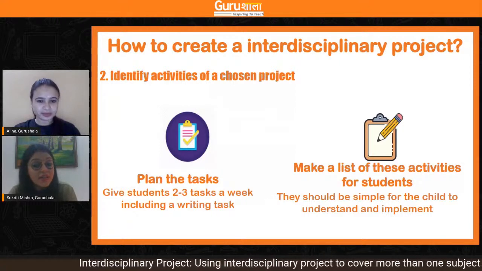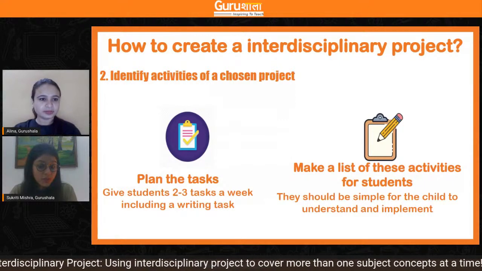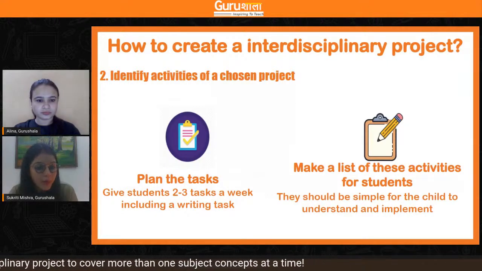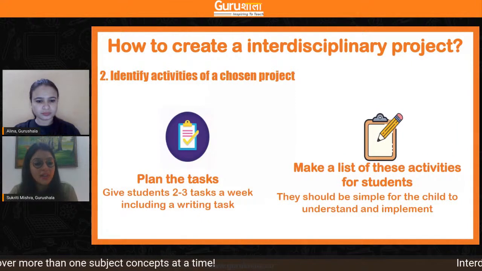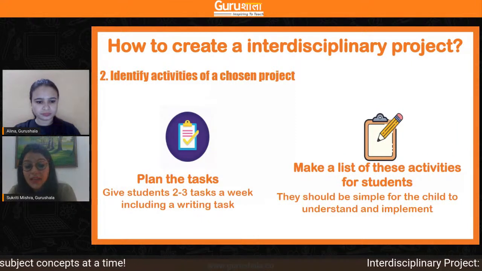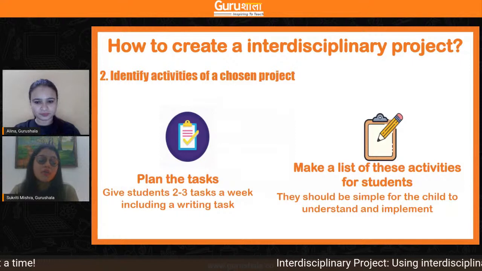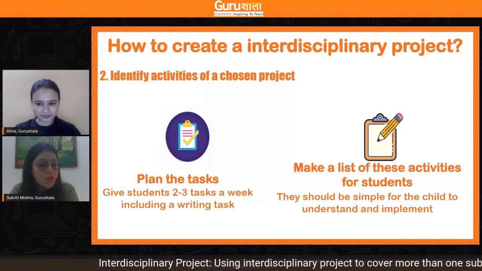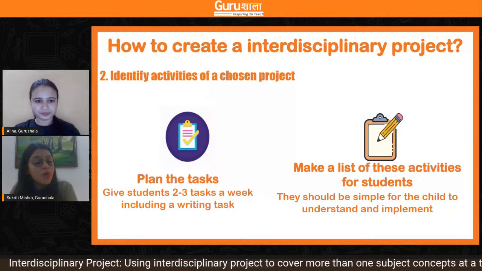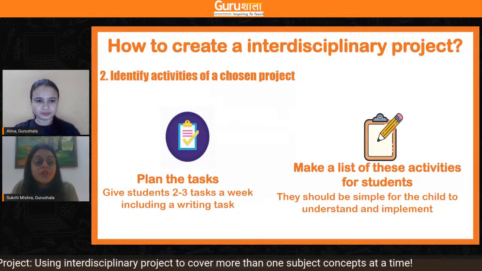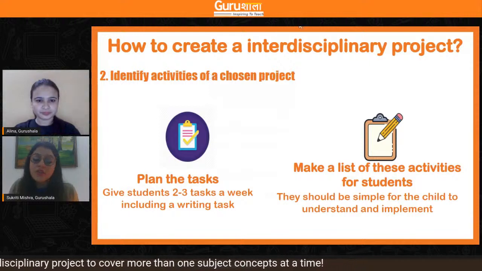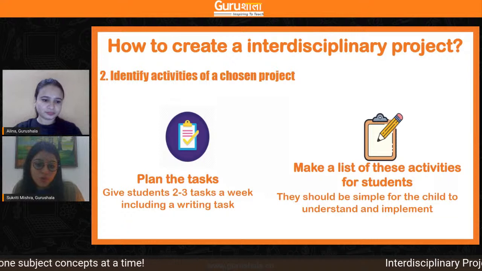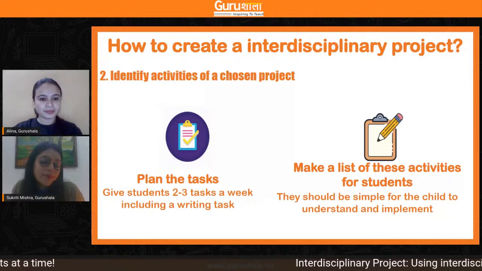And then it's necessary to make a list of these activities for students, because ultimately, like we mentioned before as well, our main agenda is to simplify things for students rather than making it complex. So once you have broken down this list of activities for students, rather than just giving an overarching theme of a project, it becomes easier for the student to understand as well as implement the project. So, Alina, we have seen the different points that teachers can keep in mind while identifying activities of a chosen project. Why don't we now see an example for this step as well?